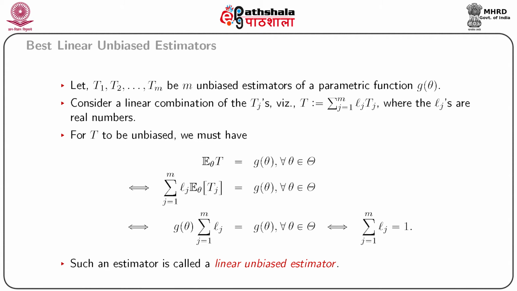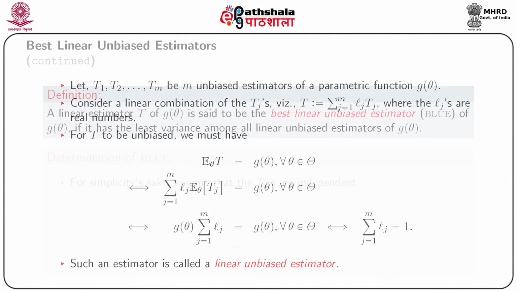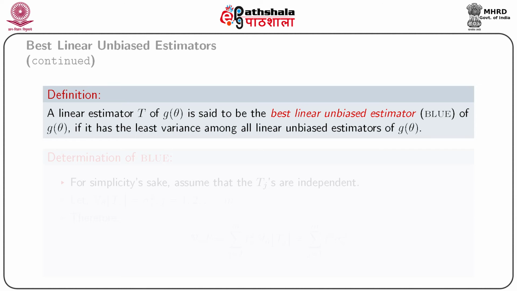By equating the coefficients of g(θ), such an estimator T is called a linear unbiased estimator of g(θ). It is natural to look for an estimator which is best among all linear unbiased estimators of g(θ). If such an estimator exists, then it is called the best linear unbiased estimator, or BLUE, of g(θ). Thus, an estimator T will be called the BLUE for g(θ) if it has the minimum variance among all linear unbiased estimators of g(θ).